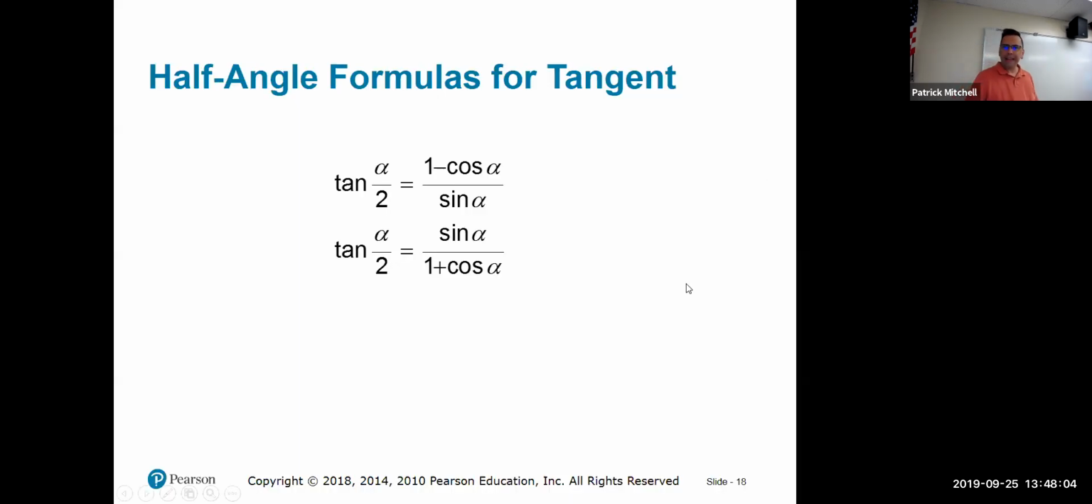All right, we will end this video by just pointing out that there are half-angle formulas for tangent. I think I actually showed you one on a previous slide. These ones just look a little prettier. Notice they don't have the radical in them and they don't have the plus or minus. All right. So I would say that one of these formulas is probably preferable if you're trying to find the tangent of alpha over 2.